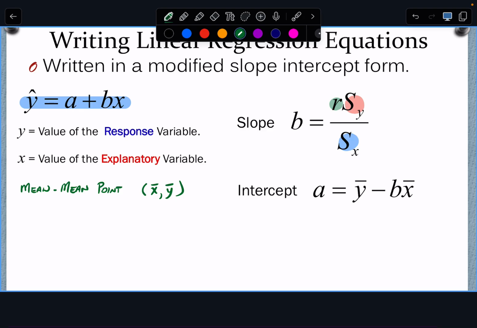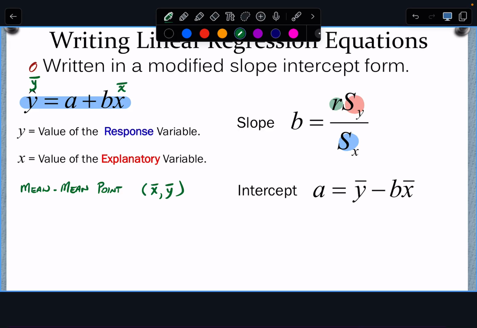Because of that, we can use that point with the slope we calculated in that first step to then convert and calculate the y-intercept. So if I'm looking at my original equation, I'm replacing the y hat with y bar. I'm replacing x with x bar.